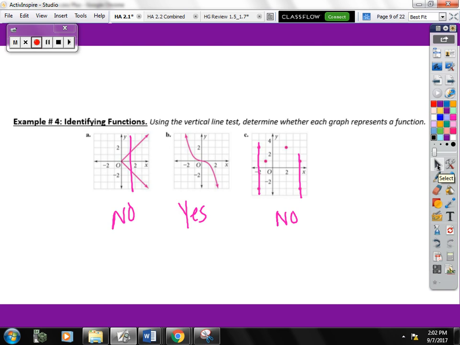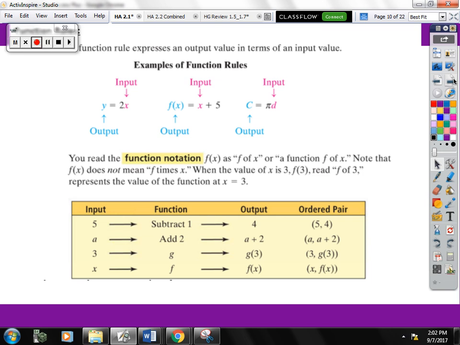Last thing we'll look at are function rules. So the only difference between an equation and a function is the way that they write it. So you'll see this f parenthesis of x. Okay, that's not f times x. It means a function of x.